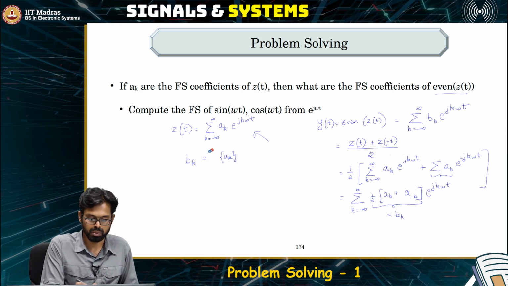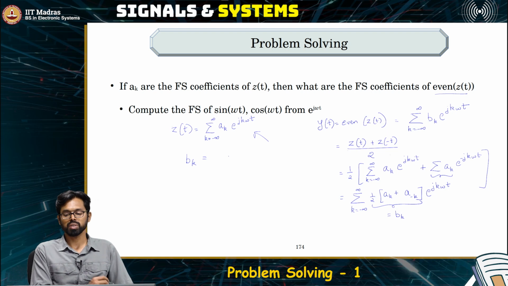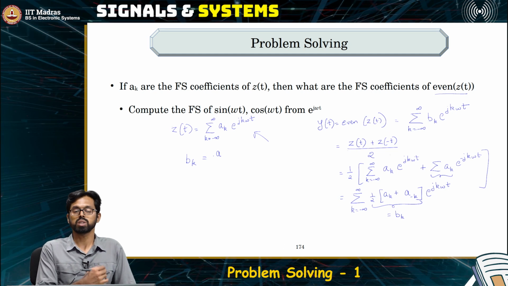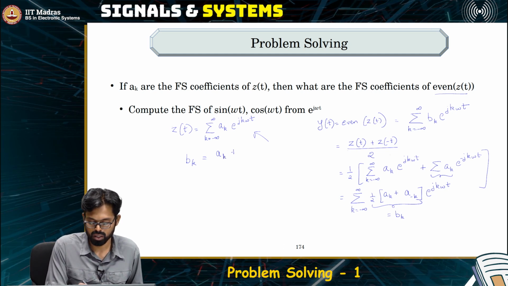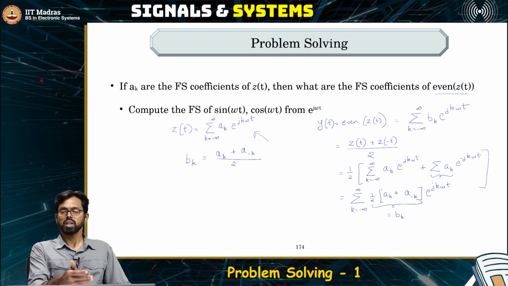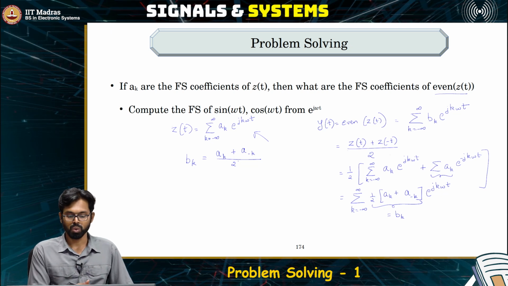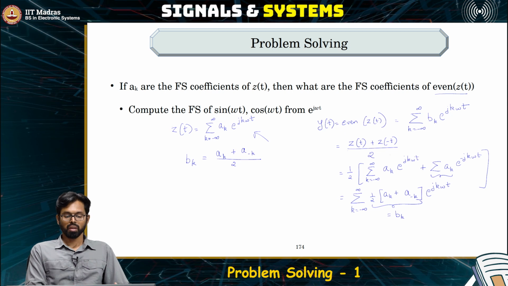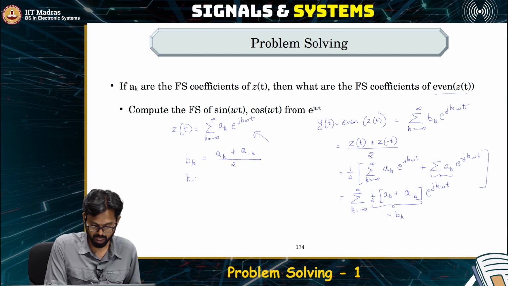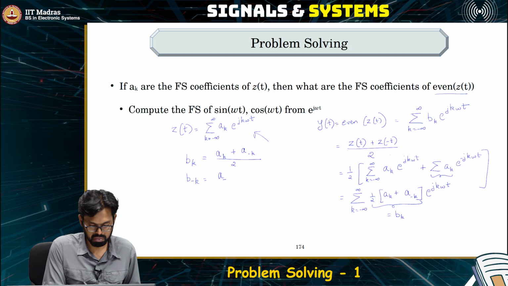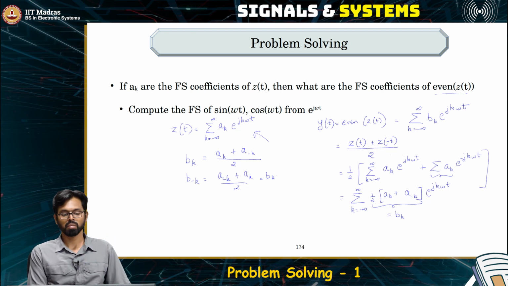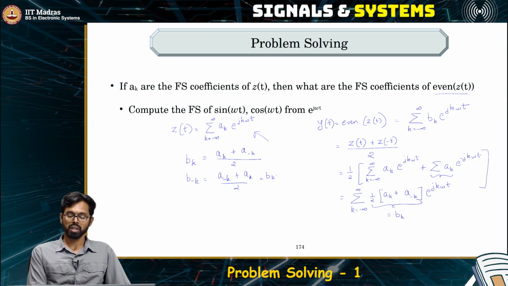So, now we have an expression for the Fourier series coefficient of the even part in terms of the Fourier series coefficient of the original signal, and that is simply the even part of the original Fourier series coefficient itself. We also learned earlier from the properties that when you have an even signal, then the Fourier series coefficients also turn out to be even. So, if you try to compute b minus k, it is also equal to exactly the same thing. So, b minus k is equal to bk.